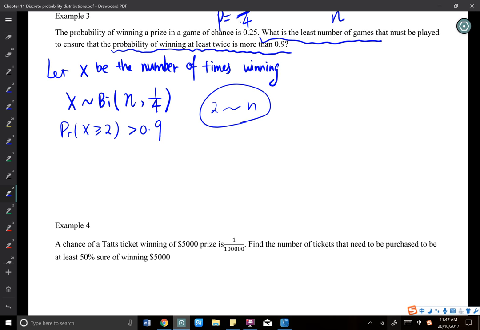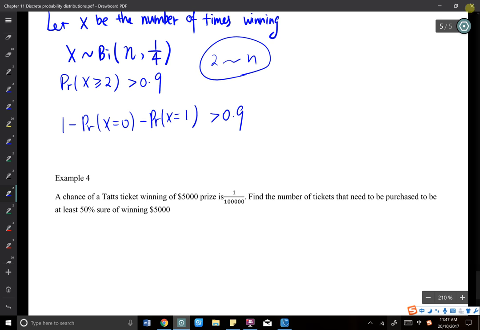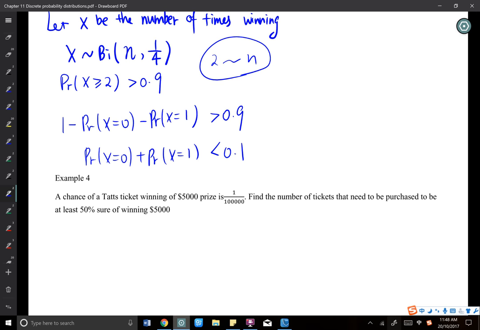But if you think backwards, what can't you have? You can't have 0 and 1. So greater than or equal to 2 means 1 minus the probability X equals 0 minus the probability X equals 1. That needs to be greater than 0.9. If I can't think forward, I can think backwards. Excluding those two probabilities, that's the probability for X greater than or equal to 2. So what I have now is P(X = 0) plus P(X = 1) needs to be less than 0.1. Those two probabilities need to be less than 0.1.